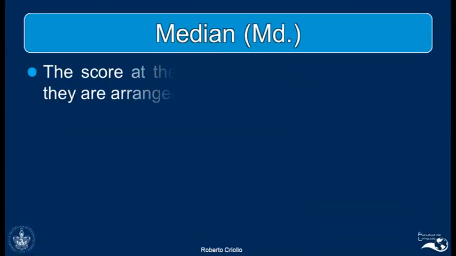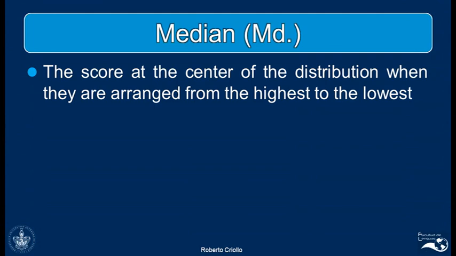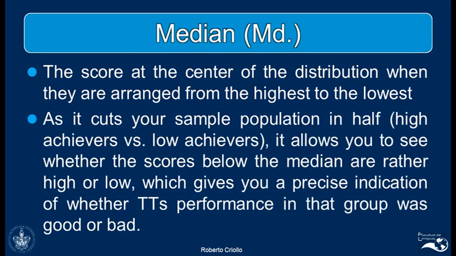Let's now look at the median. The median is the score that appears at the center of the distribution when your scores are arranged from the highest to the lowest, and so it cuts your sample population in half. In the top half, you have the high achievers, that means the people who did great on the test. On the lower half, you have the low achievers, or the people who got bad scores on your test. So the median allows you to see whether the scores below the median are rather high or low, which gives you a precise indication of whether this test taker's performance in the group was good or bad in general terms.